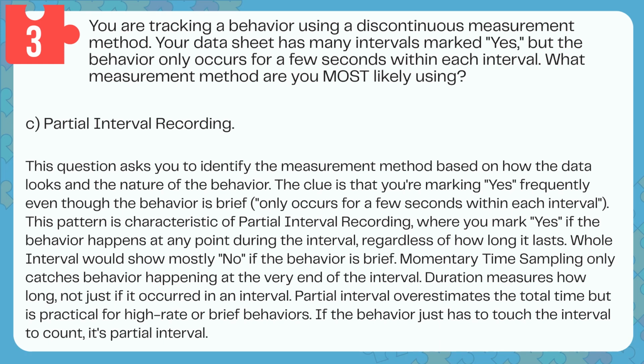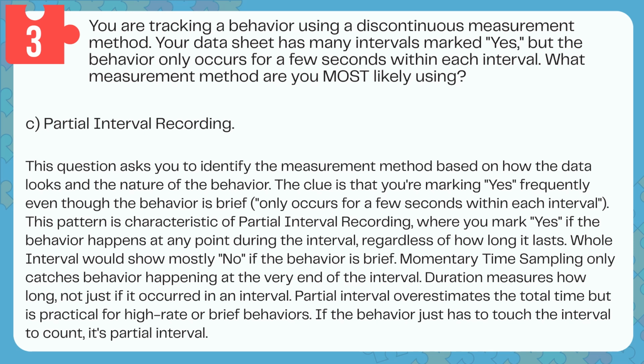This question asks you to identify the measurement method based on how the data looks and the nature of the behavior. The clue is that you're marking yes frequently, even though the behavior is brief, only occurring for a few seconds within each interval. This pattern is characteristic of partial interval recording, where you mark yes if the behavior happens at any point during the interval, regardless of how long it lasts.